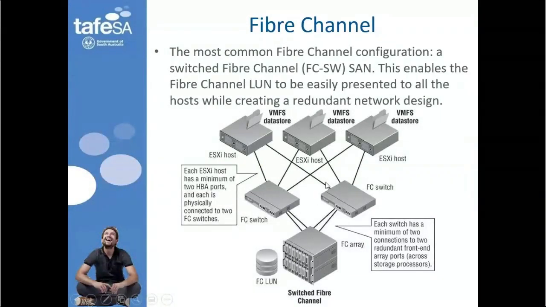And the most common Fiber Channel configuration is a switched Fiber Channel. So Fiber Channel switch, SAN, this enables the Fiber Channel LUNs to be easily presented to the host, and creates a redundant network as well. Each ESXi has a minimum of 2 HBA ports, and each is physically connected to 2 switches. So basically, if this one breaks, it can still go through this way. That's why it's redundant. Each switch has 2 connections to this array as well.